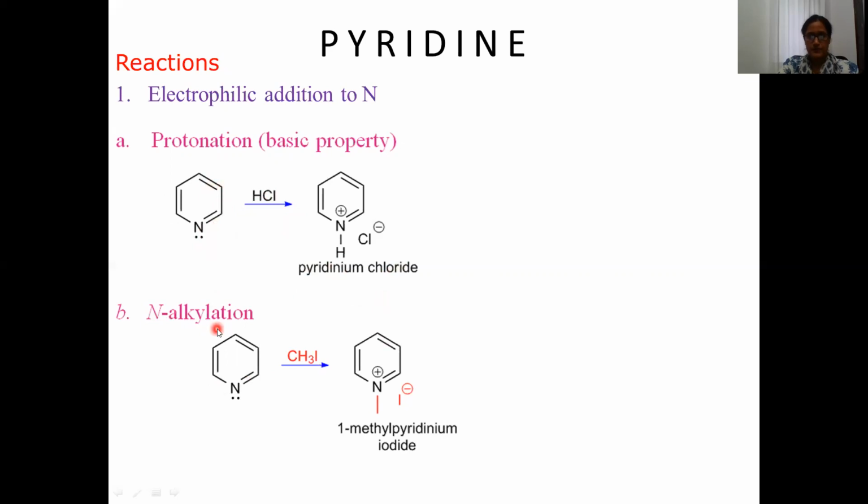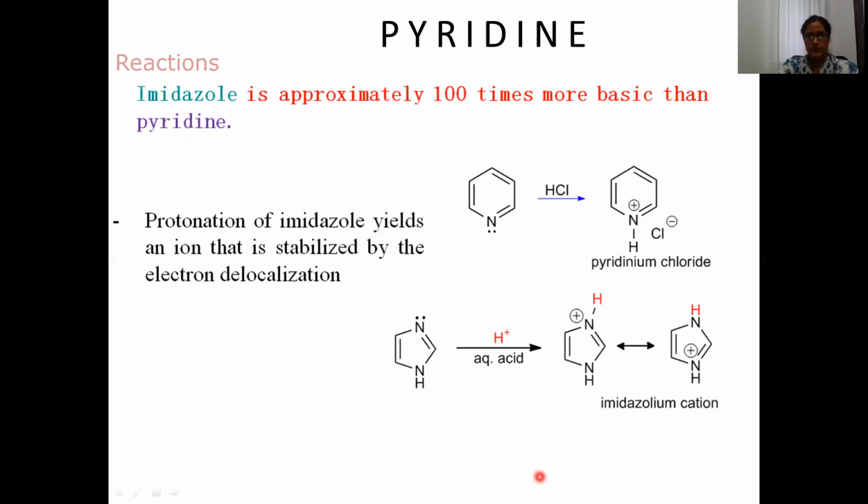And alkylation: whenever any alkyl halide reacts with pyridine, it forms the alkyl pyridinium iodide. So 1-methyl pyridinium iodide is formed with nitrogen. Next, imidazole is approximately 100 times more basic than pyridine. Imidazole we have discussed in the previous session. If we compare the basicity of imidazole and pyridine, imidazole is more basic than pyridine.